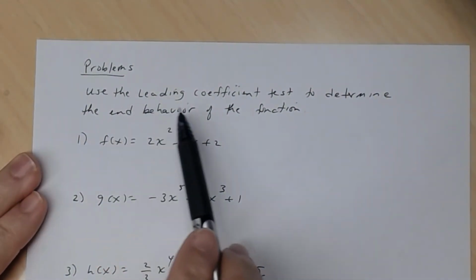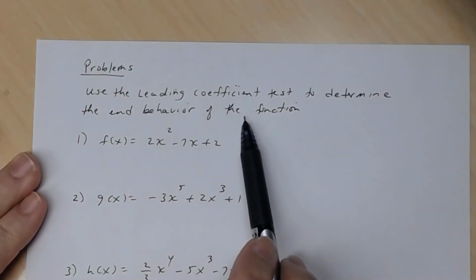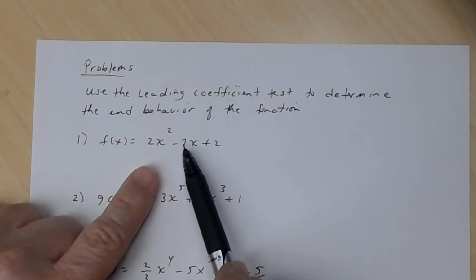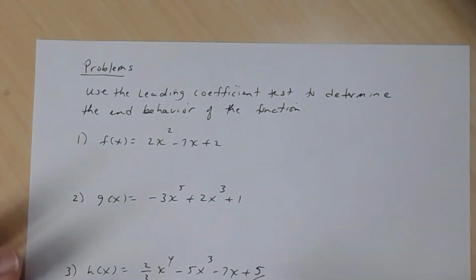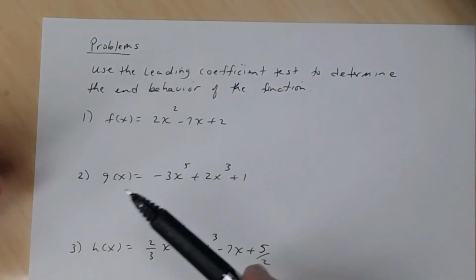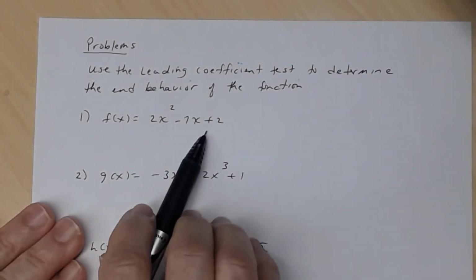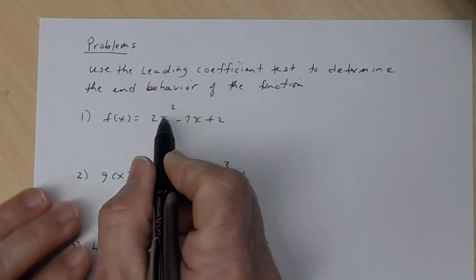You use the leading coefficient test to determine the end behavior of the function. Number 1. First of all, make sure it's in descending order. Make sure you actually have your leading term first, so you don't make a mistake. Is this in descending order? Yes. So here's my leading term.